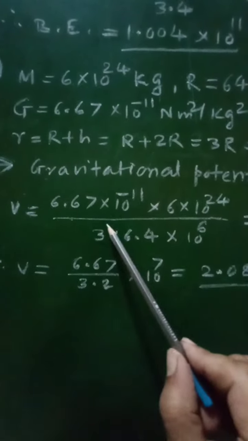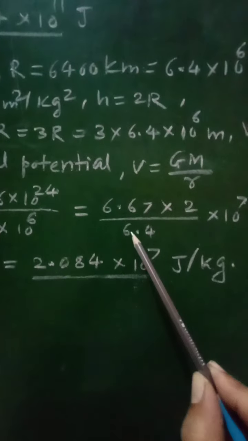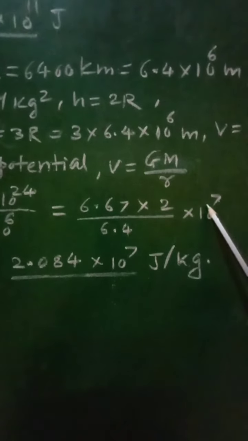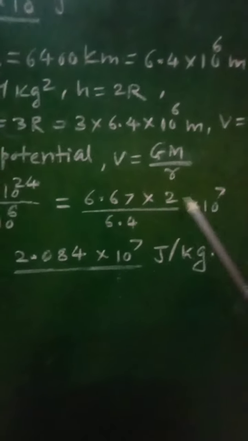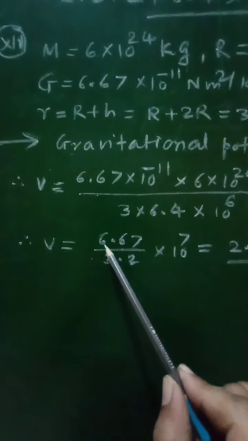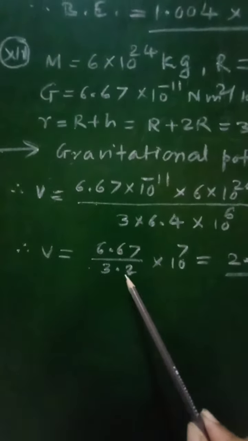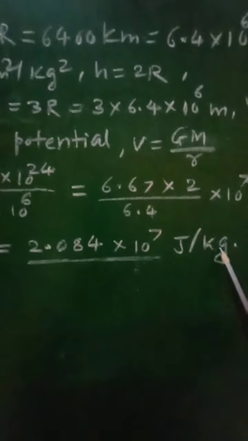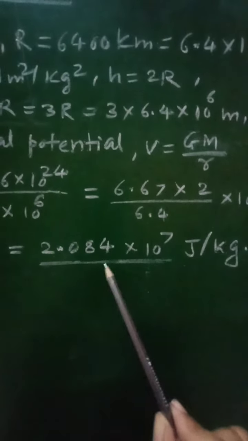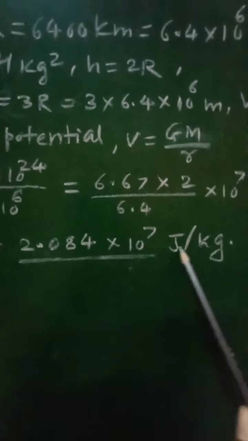So putting all the values of G, M and r, we will get then 6.67 into 2 upon 6.4 into 10 raised to 7, which will be written as phi equal to 6.67 upon 3.2 into 10 raised to 7, which comes out to be 2.084 into 10 raised to 7 joule per kilogram. So this will be the required value of gravitational potential, that is 2.084 into 10 raised to 7 joule per kilogram.